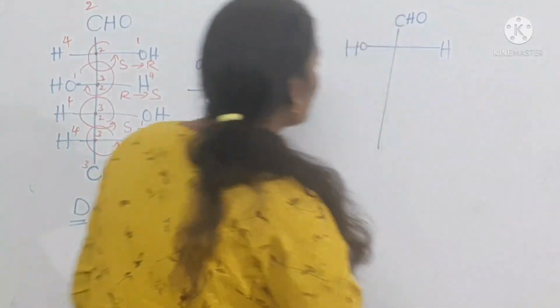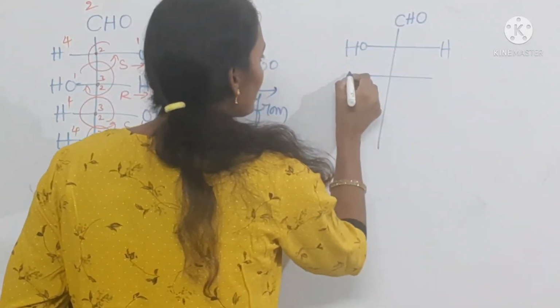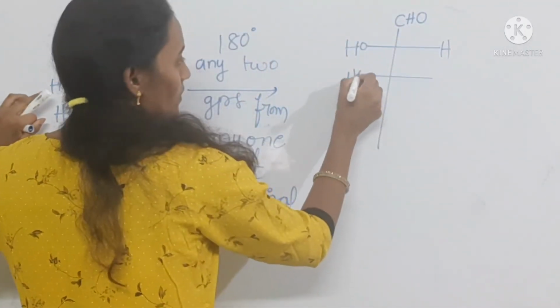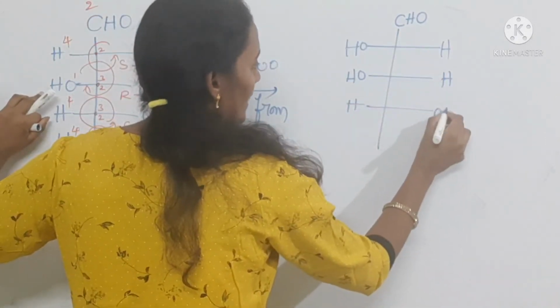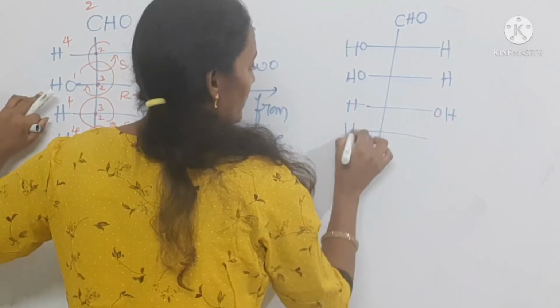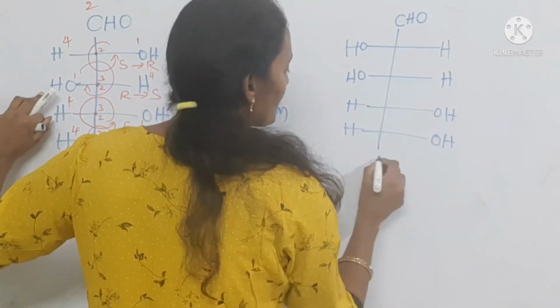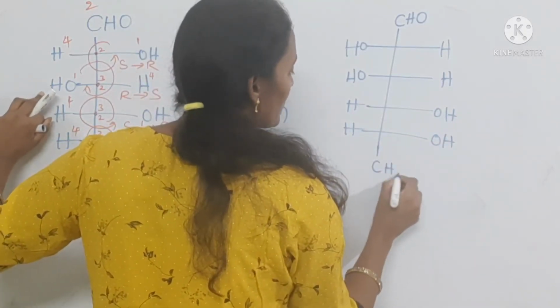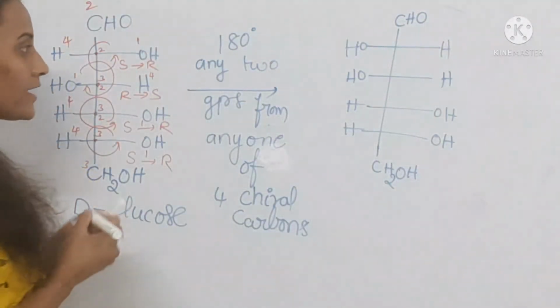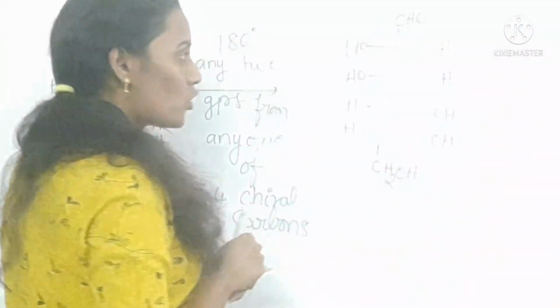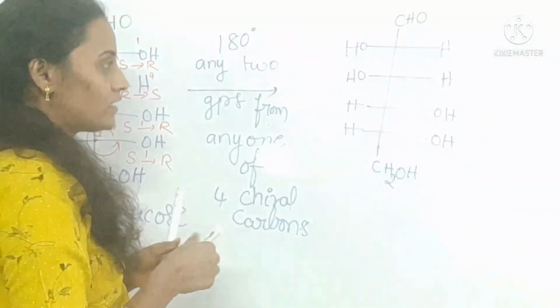The remaining 3 chiral centers are the same: HO, H, HOH, HOH, and the last, 6th carbon is CH2OH. Okay, now you can assign priority and configuration for these chiral centers.